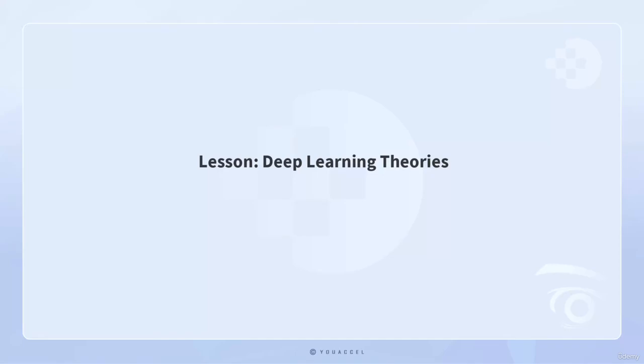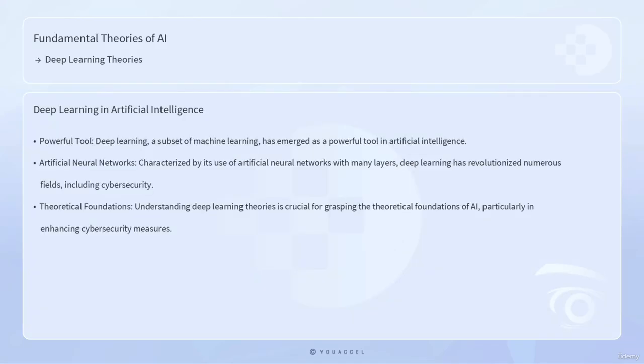Lesson: Deep Learning Theories. Deep learning, a subset of machine learning, has emerged as a powerful tool in artificial intelligence. Characterized by its use of artificial neural networks with many layers, deep learning has revolutionized numerous fields, including cybersecurity. Understanding deep learning theories is crucial for grasping the theoretical foundations of AI, particularly in enhancing cybersecurity measures.